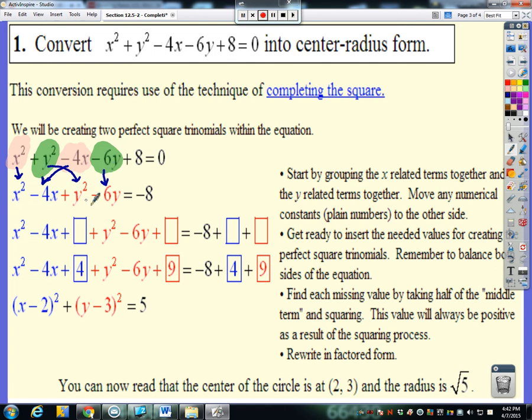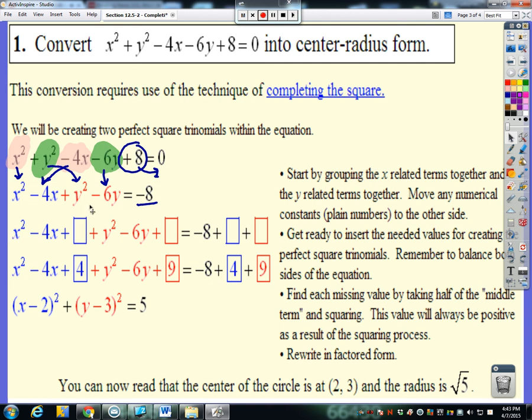So I have my x terms, I have my y terms. What you might consider doing is leaving a little space after the last x term and a little space after the y term. And then the constant, this plus 8, I just threw on the other side, and now it's a negative 8 over here. So at this point, we want to complete the square with the x's and complete the square with the y's.